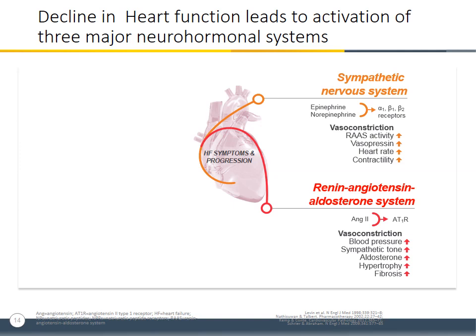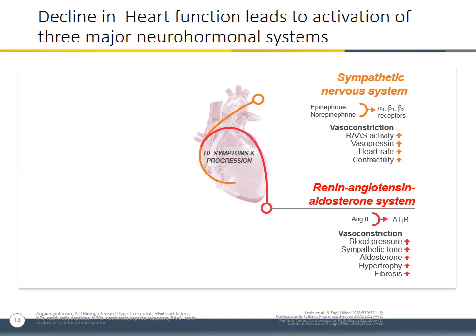This is the renin, angiotensin, aldosterone system. AT1R: vasoconstriction, blood pressure rises, sympathetic tone rises, aldosterone rises, hypertrophy rises, and also fibrosis.